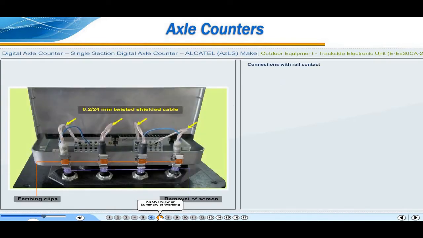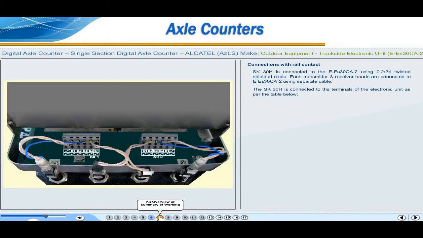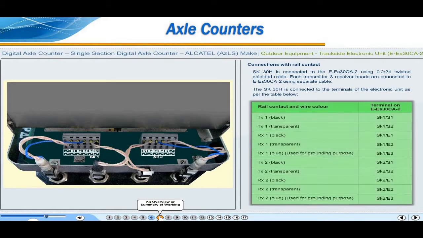Connections with rail contact. SK30H is connected to the EES30CA2 using 0.2 by 24 twisted shielded cable. Each transmitter and receiver head is connected to EES30CA2 using a separate cable. The SK30H is connected to the terminals of the electronic unit as per the table below.